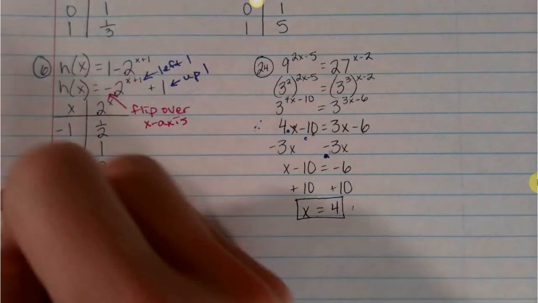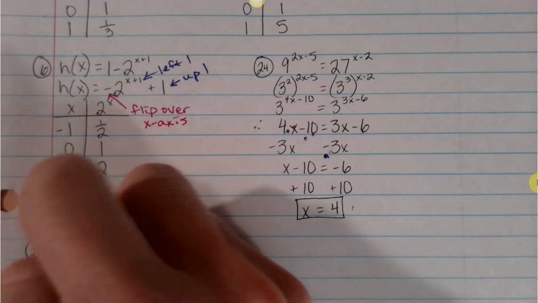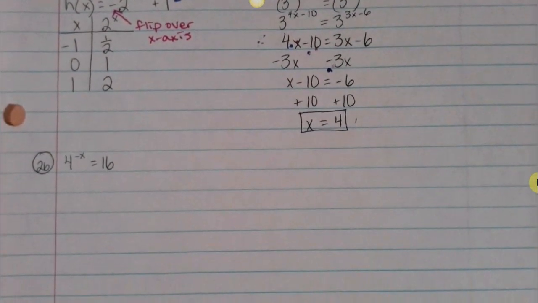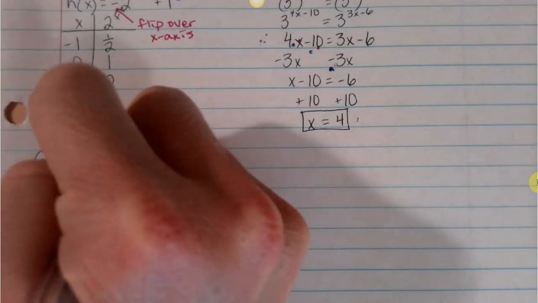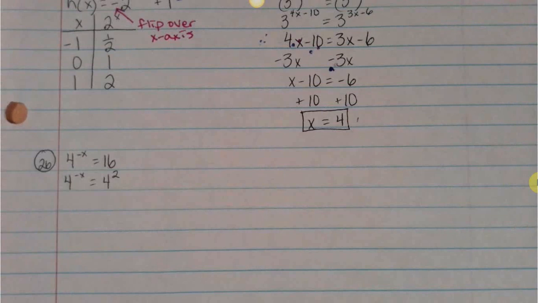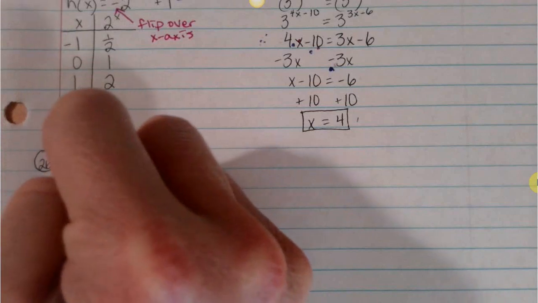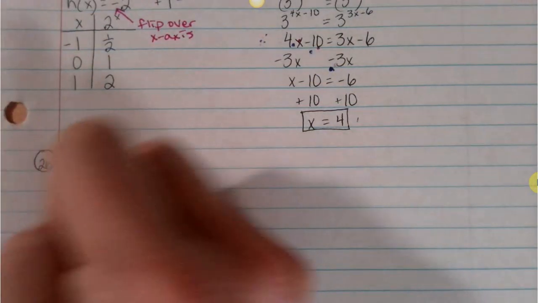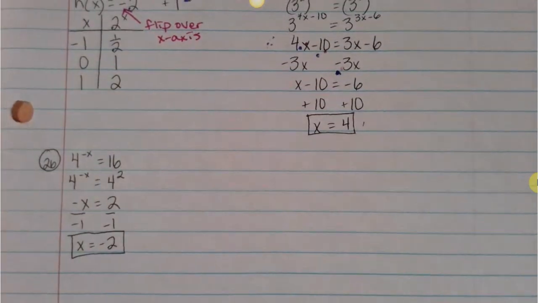Number 26, we're given 4 to the negative x equals 16. So how can we make a 16 look like a 4 using exponents? Well, 16 is the same as 4 squared. So now because we have the same base of 4 on both sides of the equation, we can drop those bases and just set the exponents equal. So negative x is equal to 2, or dividing both sides by negative 1, x is equal to negative 2.